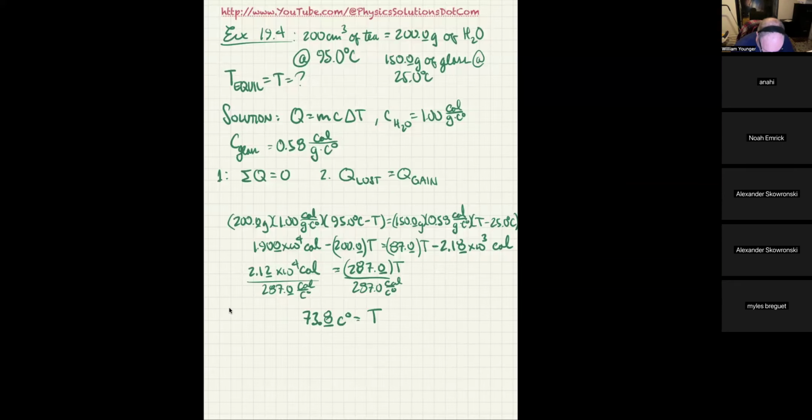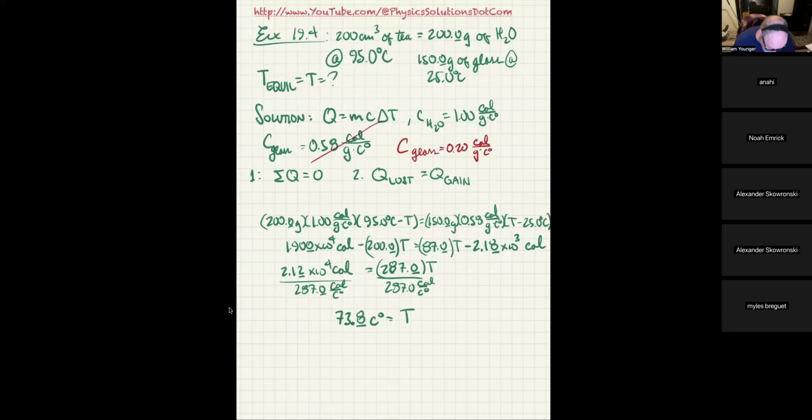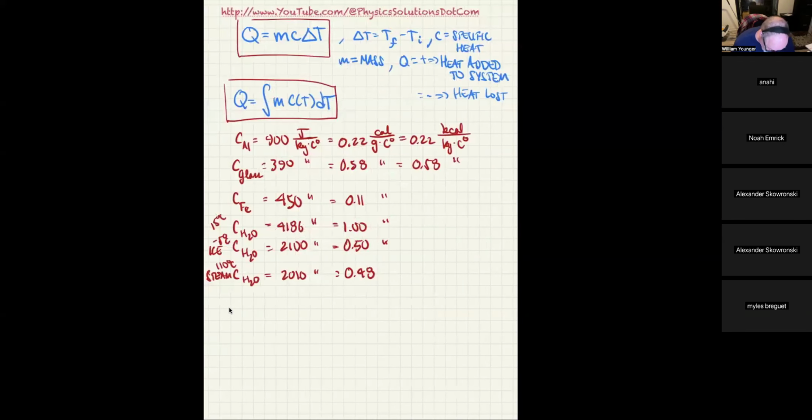I said my specific heat of glass was 0.58. Their specific heat was 0.20 calories per gram Celsius degree. So, yes, everything was done right. I don't know what I got the 0.58 from. I must have, when I looked back at my notes to check it out, I must have looked at the wrong thing. Nope, I just wrote it wrong last time.